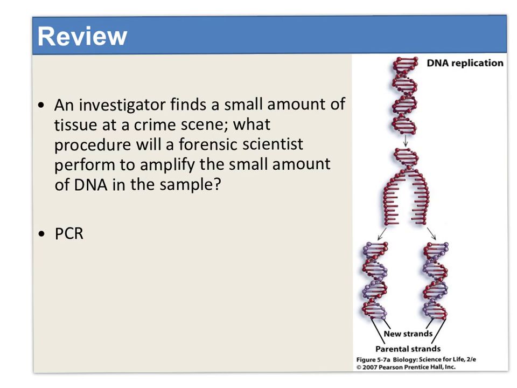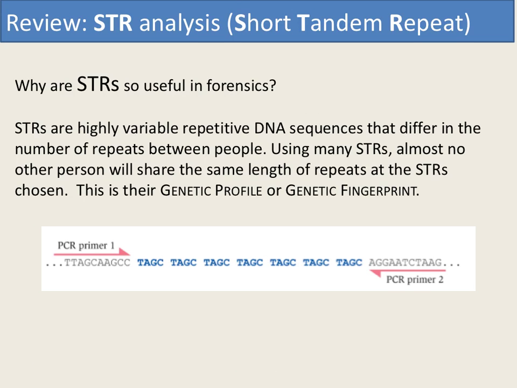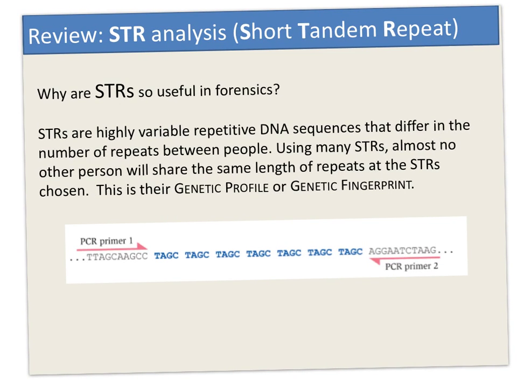An investigator finds a small amount of tissue at a crime scene. What procedure will they use to make the small amount into a large amount? PCR, not STR. STRs are highly repetitive and variable. In other words, they're variable, and there's a lot of repeats in them, and they vary among people. Short tandem repeats.